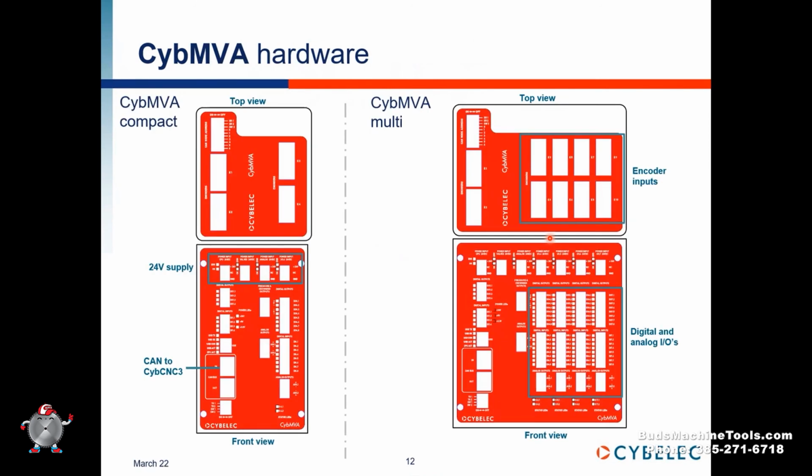The Cybelec MVA, this is how it looks. We have two models. The compact model, this is the top view, and here the front view. And we have the multi model, which is a larger MVA. In this case, for Zip Touch, we will not use this larger module. We will use it for VisiTouch, because with this module, we have more input-output, and we can also manage electrical axes. So here we have different cards to manage up to 8 electrical axes.